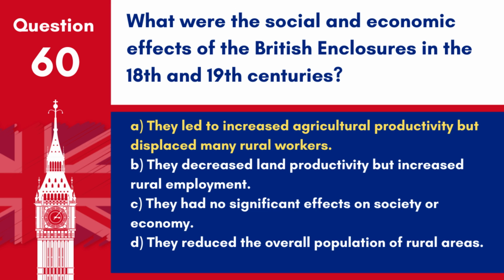Answer: A. They led to increased agricultural productivity, but displaced many rural workers. The enclosures in the 18th and 19th centuries had profound social and economic effects, increasing agricultural efficiency and productivity, but also displacing many rural workers, contributing to urban migration.